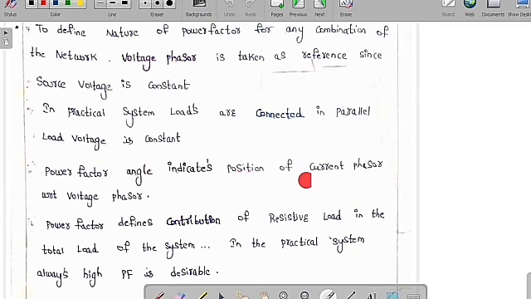Power factor angle indicates the position of the current phasor with respect to the voltage phasor. It is the angle between the current and voltage phasors. Power factor defines the contribution of resistive load in the total load of the system, meaning how much resistive load is present in the overall system. In a practical system, a high power factor is always desirable. The higher the power factor, the lower the losses, so it is always preferred to have a higher power factor.